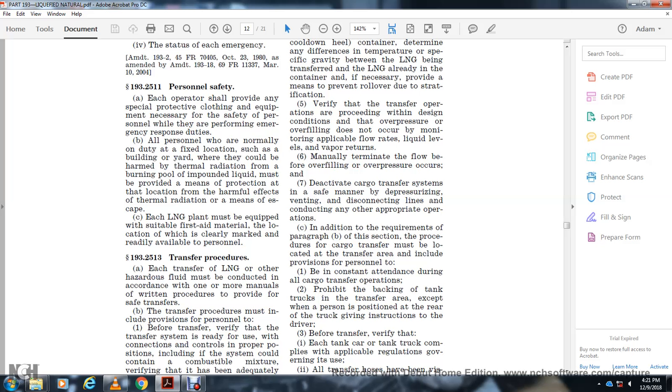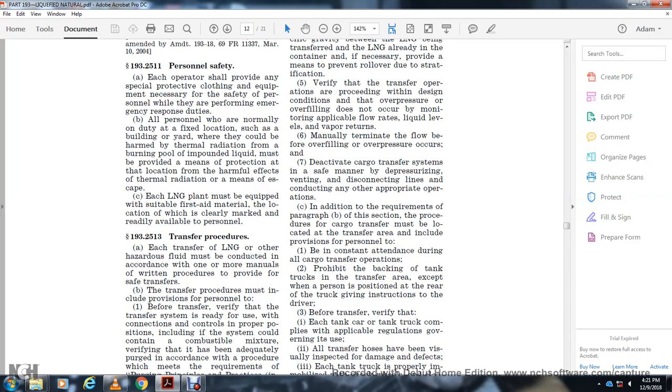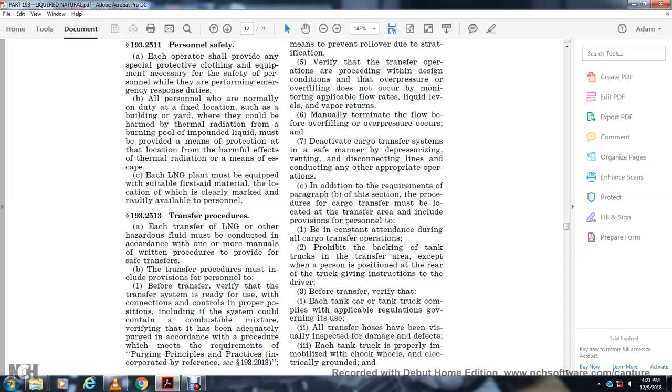193.2513 Transfer procedures. Each transfer of liquid natural gas or other fluid must be conducted in accordance with one or more manuals of written procedures for providing safe transfer. The transfer procedures must include provisions for personnel before the transfer: verify the transfer system is ready, use the connection control of the piping in proper position, and examine the system for possible mixtures, verifying adequate purging in accordance with the procedure, which must meet the requirements of the purging principles and practices incorporated by reference in 193.2013.